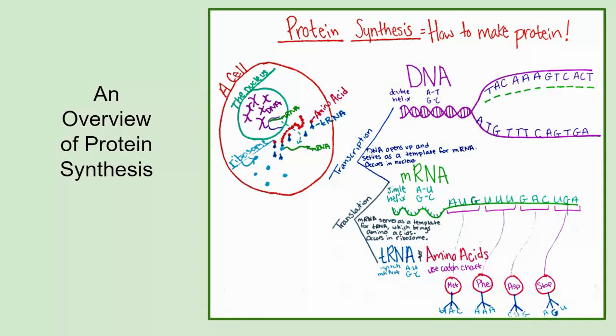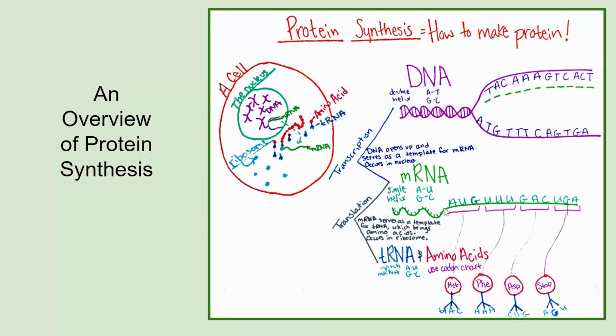The first step is called transcription, and that's when DNA opens up and serves as a template for mRNA to be made. That occurs in the nucleus because the DNA has to stay in the nucleus no matter what. It is too unsafe in our cells for DNA to come out of the nucleus. It is quarantined in there, if you will. So DNA goes through transcription, where a copy of mRNA is made from the DNA.